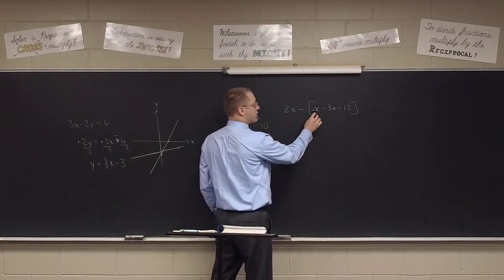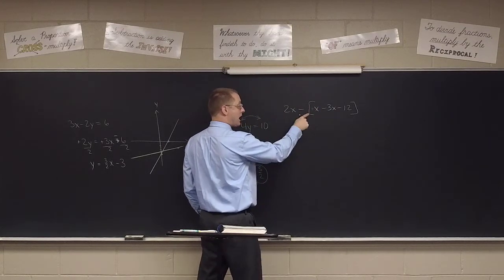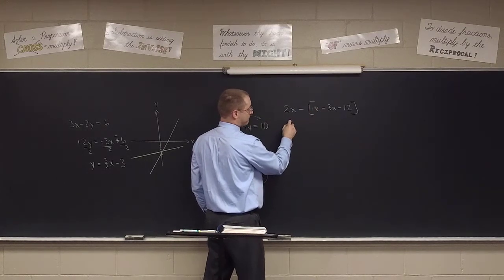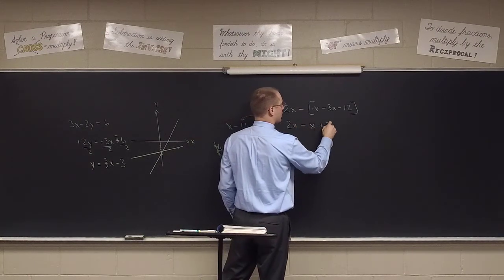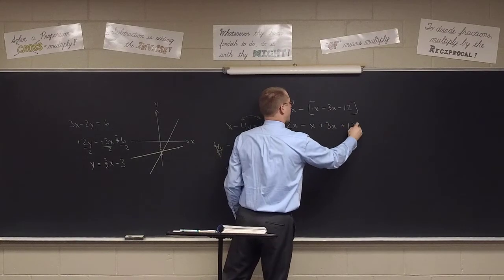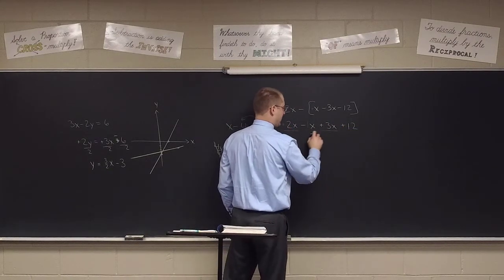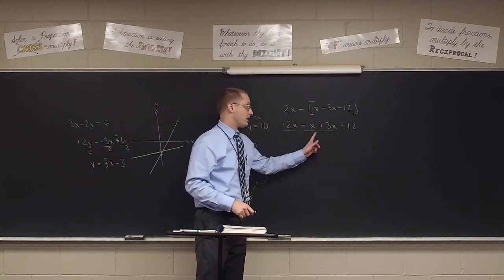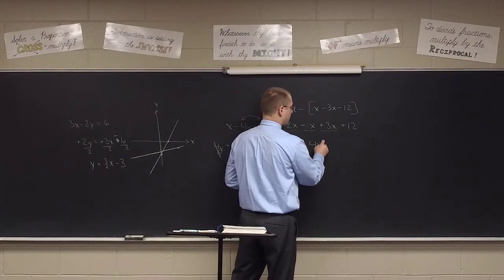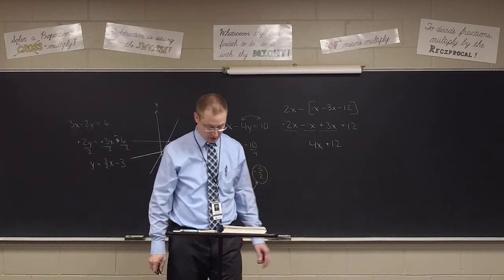And it's important to remember that the x has an understood positive in front of it right now. So when I change all the signs, what do I write? 2x, negative x, positive 3x, positive 12. Now the positive 12 has no friends. But the 2x, 3x, and negative 1x can all combine to give us 4x. And then we'll keep the positive 12. And there's our answer, 4x, positive 12.